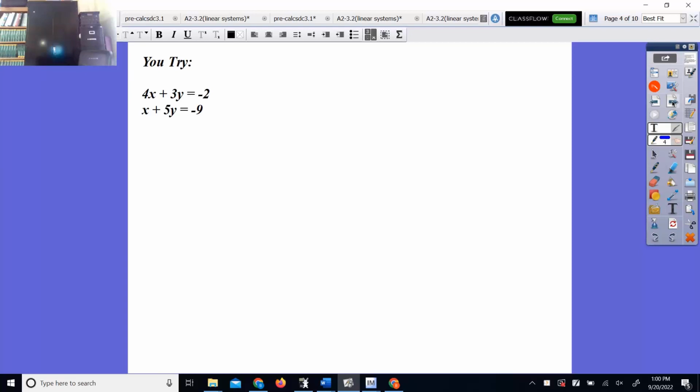Solve the second equation for x. No, it would be negative 5 on x. Correct answer on this one, I think it's 1, -2.